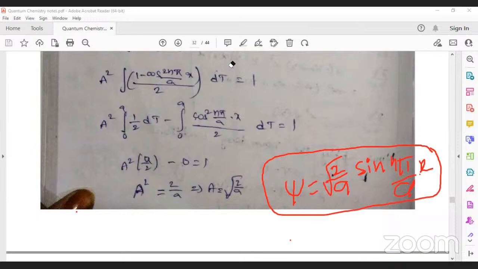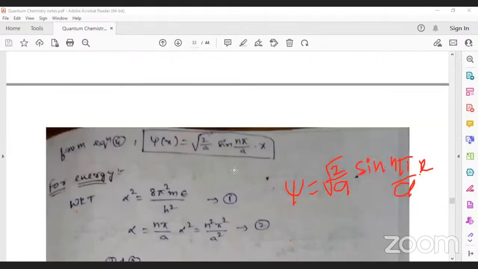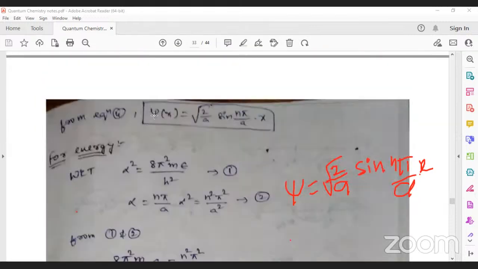Only two conditions are there: boundary conditions and one second order differential equation we get from the Schrodinger wave equation. We have to assume the solution of the second order differential equation and apply the boundary conditions. We will get this wave function. So further, this is the wave function, that is psi of x is equal to root 2 by a into sine n pi by a into x.